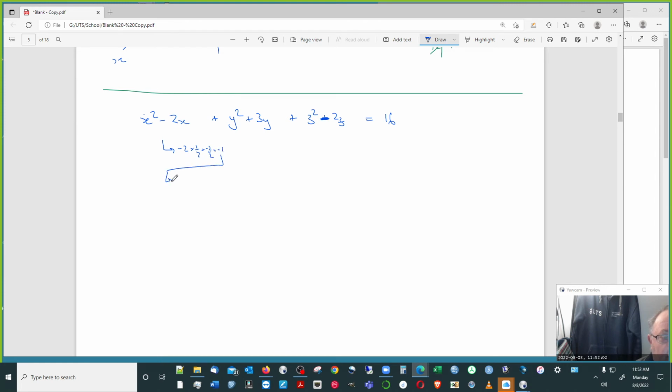You take that and square it. That's the square number we're after. So x squared minus 2x plus 1. Now we can't just willy-nilly add 1, so we'll have to subtract 1. And that's a perfect square of the form, minus 1.